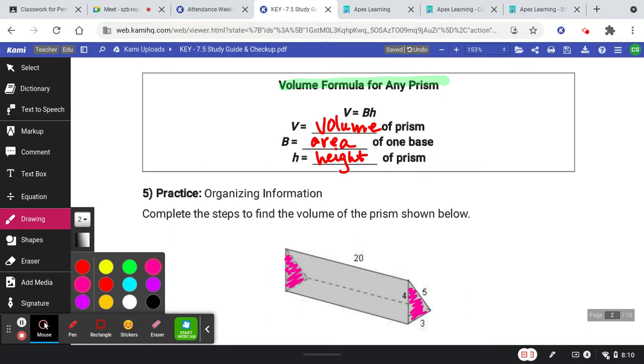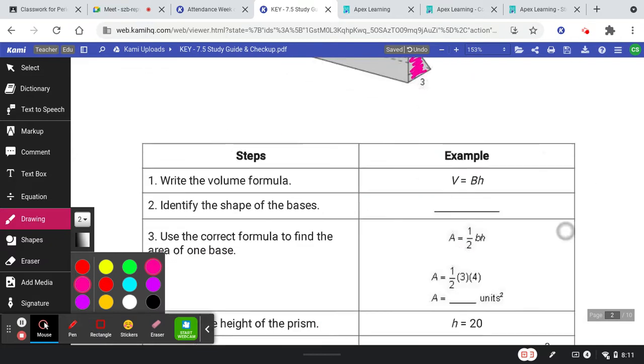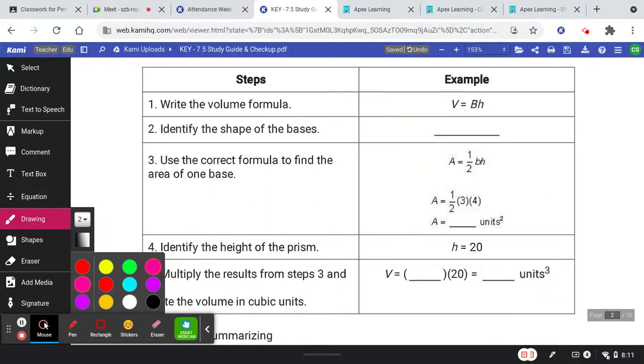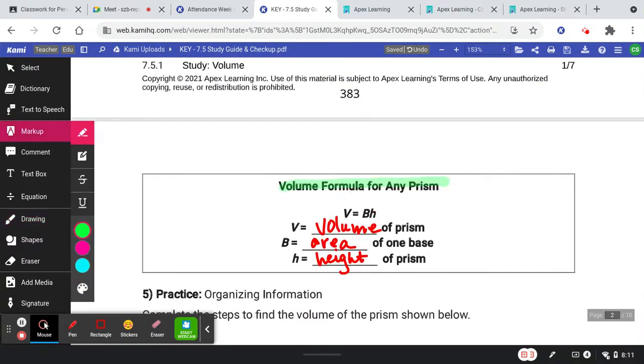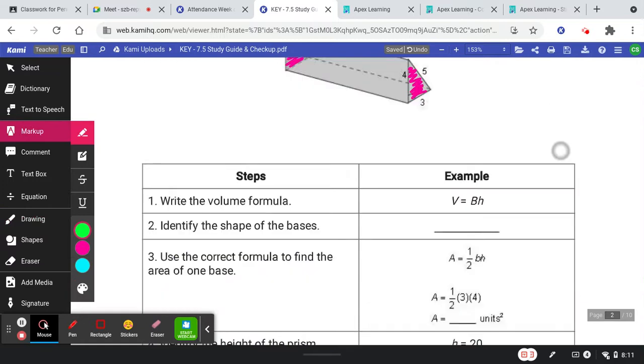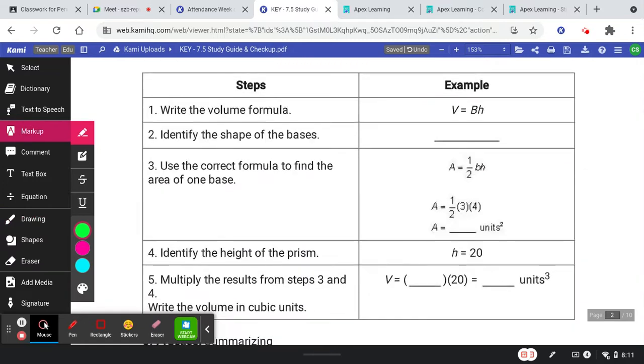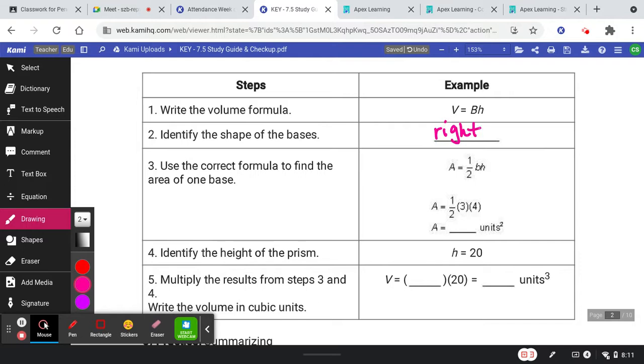This is called a prism. So there are 2 bases, and the height is 20. Using these numbers, we're going to go practice this formula. So again, I'm calling this volume for any prism, BH. And so let's go identify the shape of the base. We see that that is a right triangle. And we know that the area of the base when it's a right triangle is just going to be 1/2 base times height.